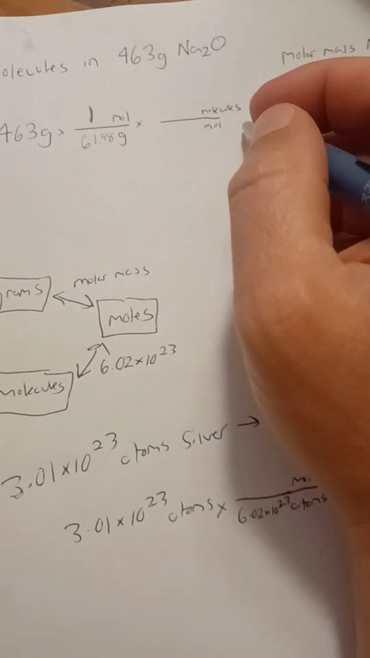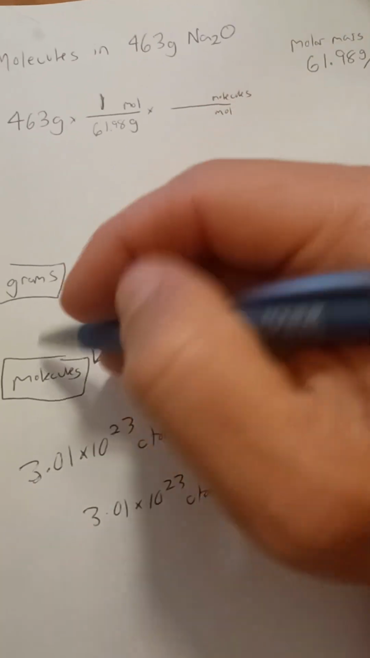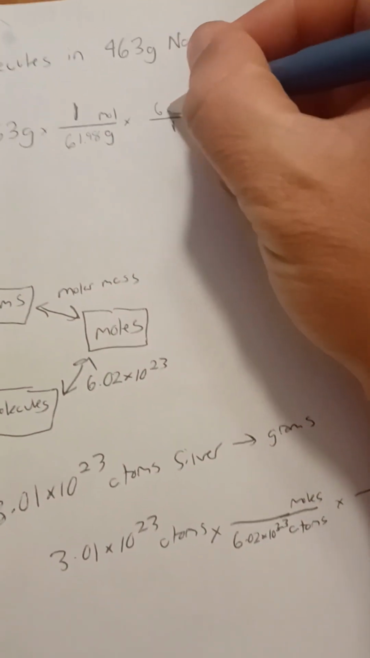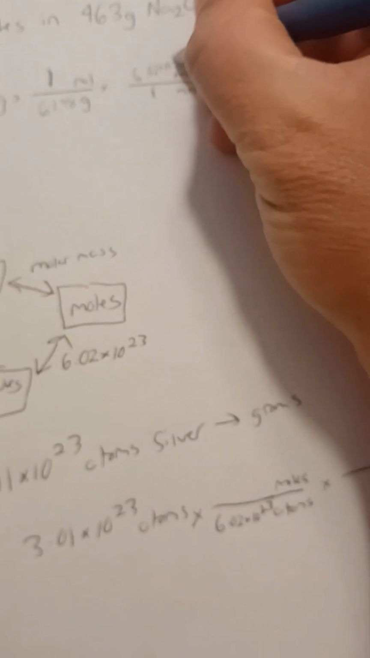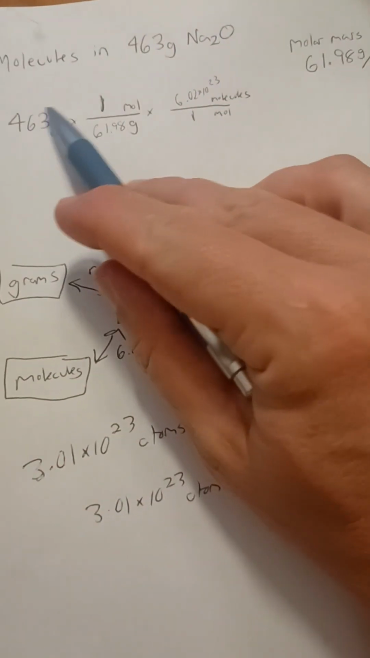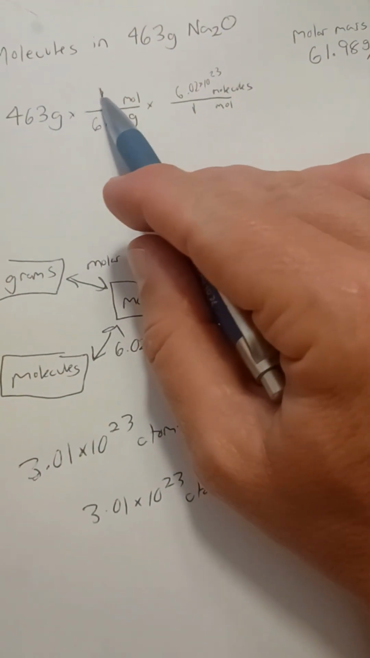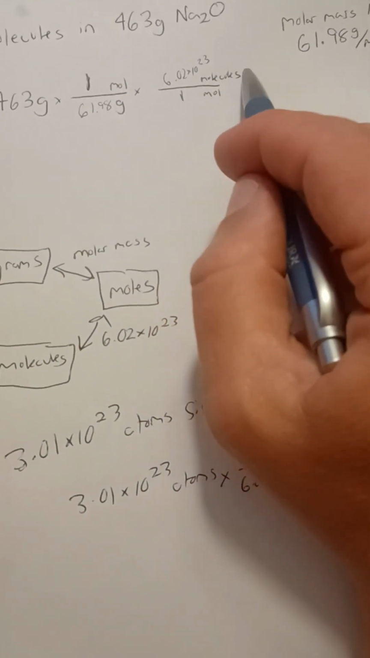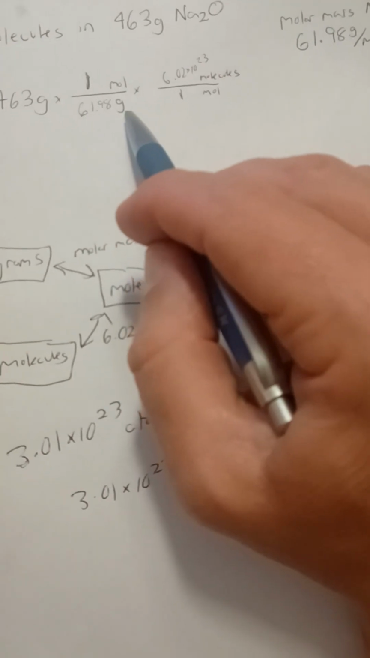Okay, then we got to go from moles to molecules. So to go from moles to molecules, we're going to use Avogadro's number right down here. So in 1 mole, there's 6.02 times 10 to the 23rd molecules. To get the answer then, you're going to take this 463 times 1 times 6.02 times 10 to the 23rd. And then on the bottom, you're going to just divide by 61.98. And that'll give you the answer.